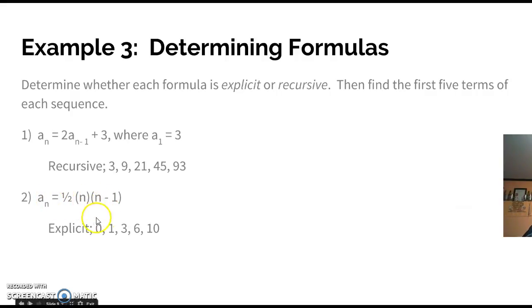So in our case, for the first term, it would be 1 times 1 minus 1. That's 0. 2 times 2 minus 1, half of that, 1. 3 times 3 minus 1, 3 times 2 is 6, half of that is 3. 4 times 3 is 12, half of that is 6. 5 times 4, 20, half of that is 10. And that is our first lesson of Chapter 9 on mathematical patterns and sequences.